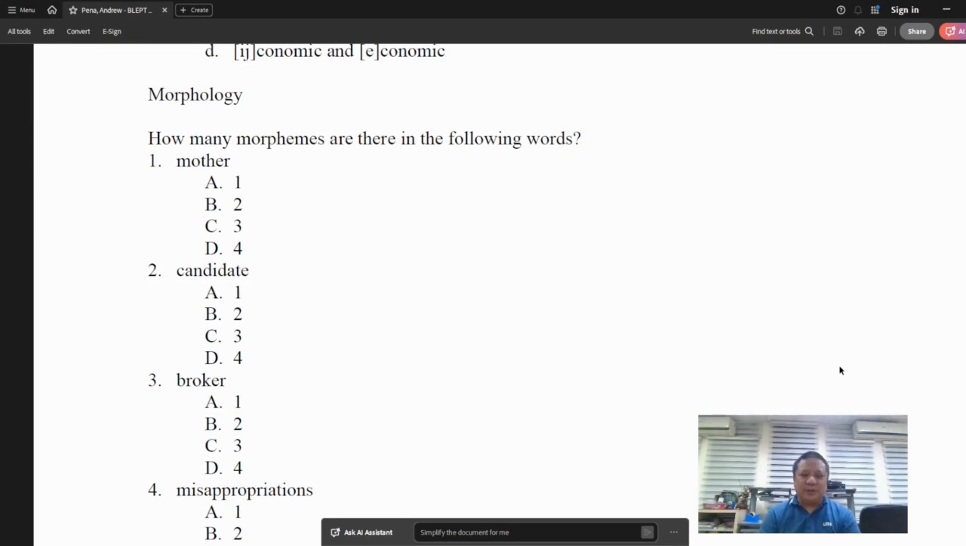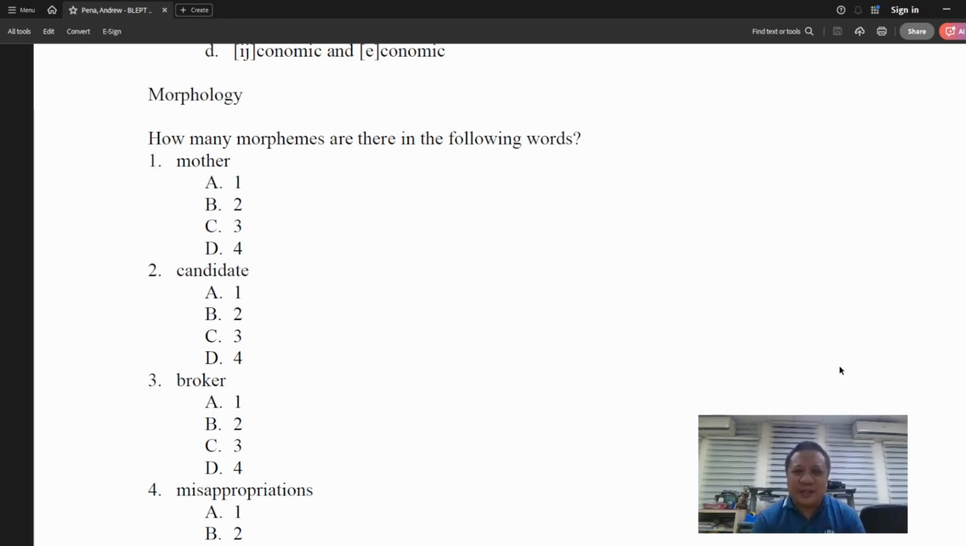Let's now go to morphology. How many morphemes are there in the following words? Number 1, mother, A1, B2, C3, D4. Morphemes are the smallest units of words that have meaning or function. Now in number 1, mother, we need all the sounds in order to produce meaning. So the answer is A, 1.